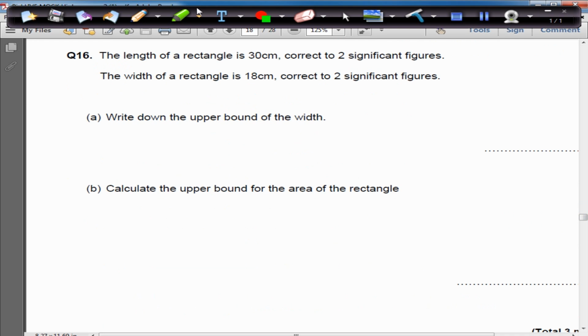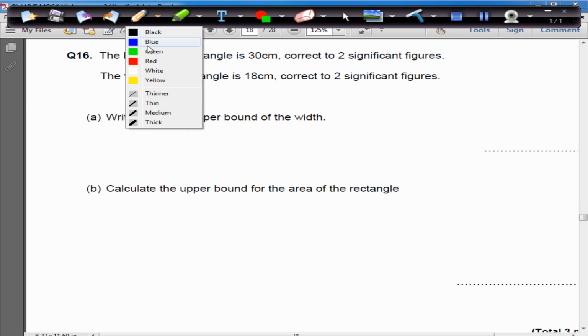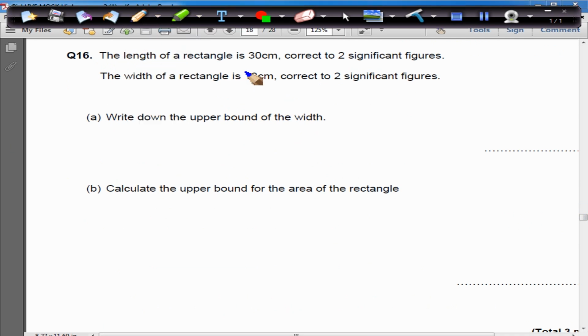Okay, here we go. Question number 16 is a question to do with bounds. The length of a rectangle is 30 centimeters, correct to 2 significant figures. We'll show you what that means in a second. The width of a rectangle is 18 centimeters, correct to 2 significant figures. So that's the first significant figure, that's the second one. That's tens.